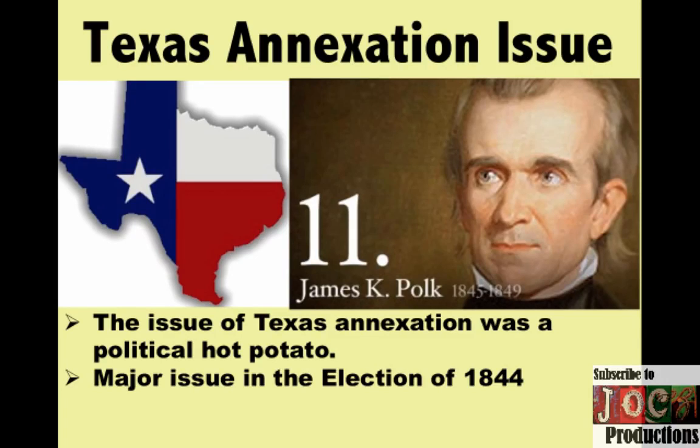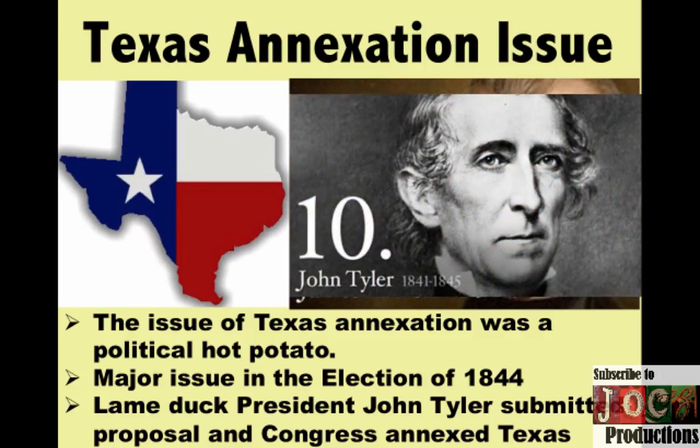Now, Polk is elected in 1844. He wins the presidency, as we know, but before he takes office, the guy who's in power, John Tyler, the guy who ran with William Henry Harrison, tries one more time to get this issue of Texas approved. He had tried once before, and it was rejected by mainly Northerners, especially Whigs in the Senate, but he sees the election of Polk as proof that the nation will support it, and he doesn't go for the 2/3 required to get it approved. He just gets a majority, and lame duck President John Tyler submits the proposal and Congress annexes Texas.